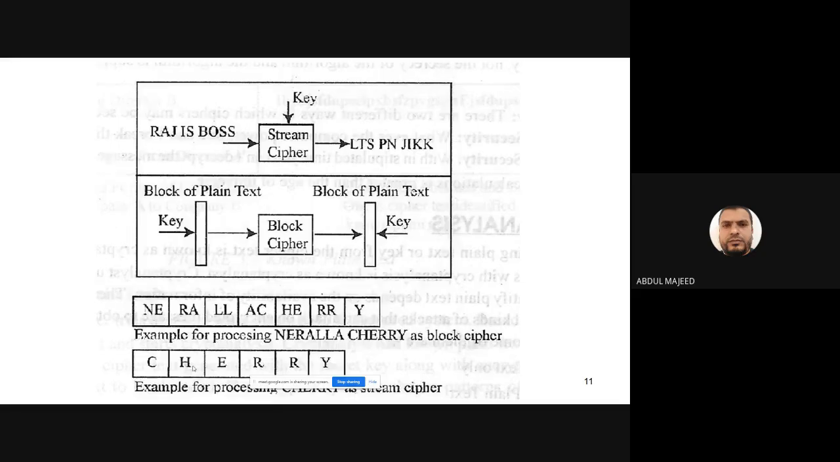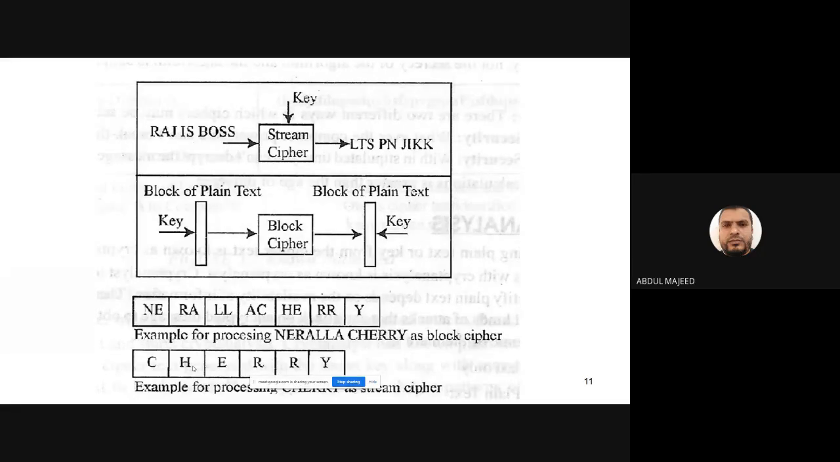So we will process each block. NE is the first block, RA the second block, LL the third block, AC the fourth block, then the fifth block, the sixth block, and Y is the seventh block. Each block will get processed accordingly. NE first, RA second, LL third, AC fourth, and the receiver will receive in the same order and decrypt it. So that is called a block cipher.